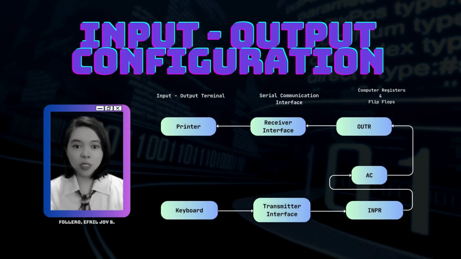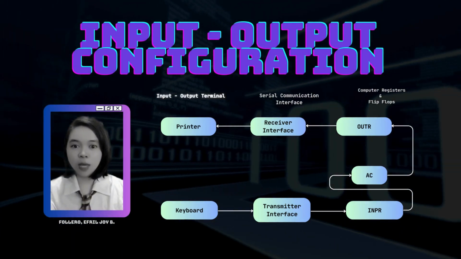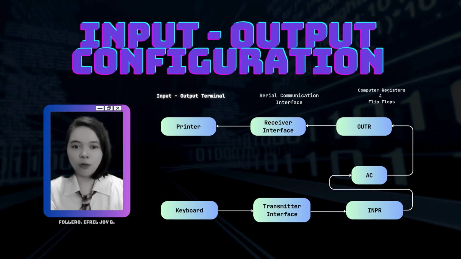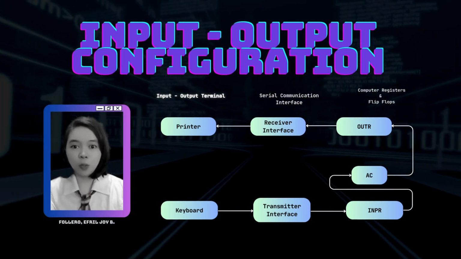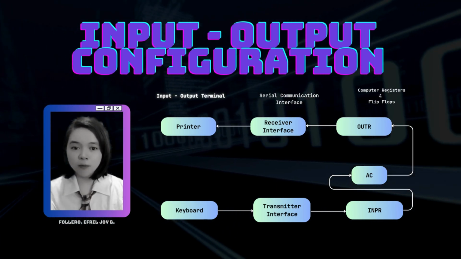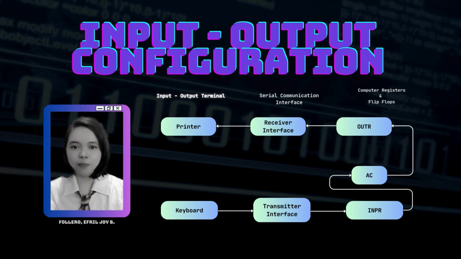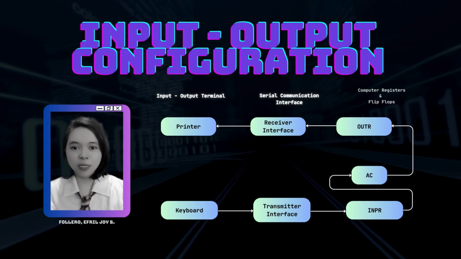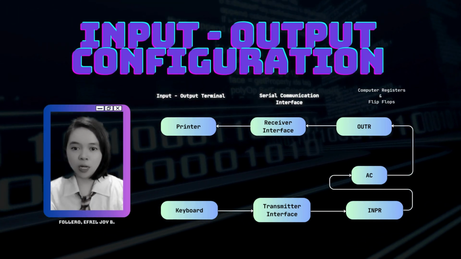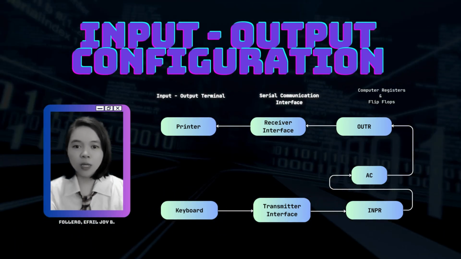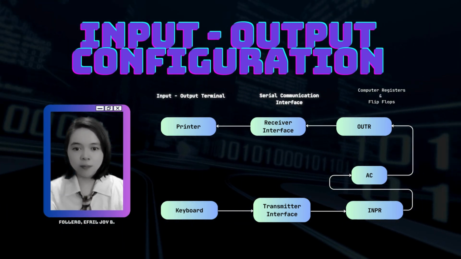Together, they form a bridge between the user and the machine. This diagram illustrates how input and output devices interact with the computer system. The input-output terminal. This is a generic term for any device that can either input data to the computer or output data from the computer. In this diagram, the specific input-output terminals shown are the printer and a keyboard. Serial Communication Interface. This is a type of interface that sends data one bit at a time, sequentially. In this diagram, the serial communication interface includes a receiver interface and a transmitter interface.